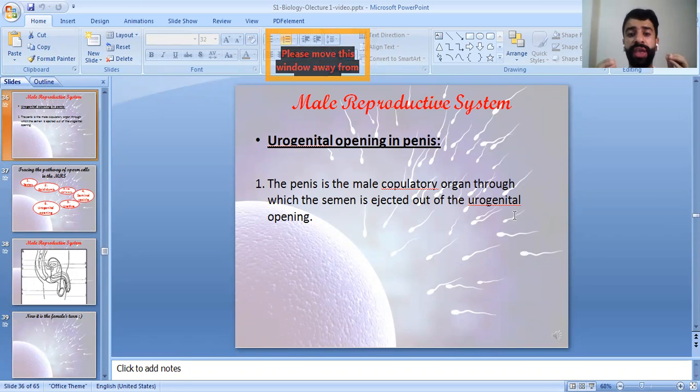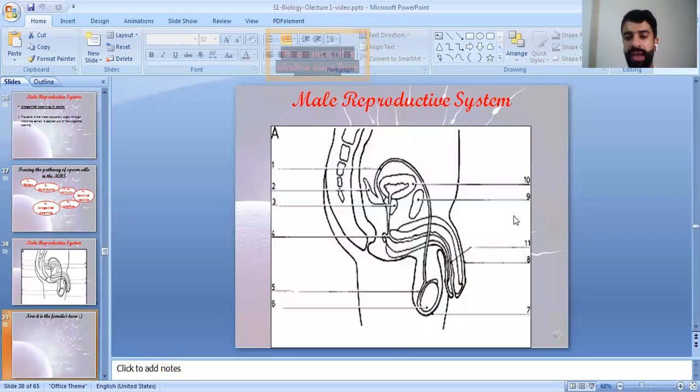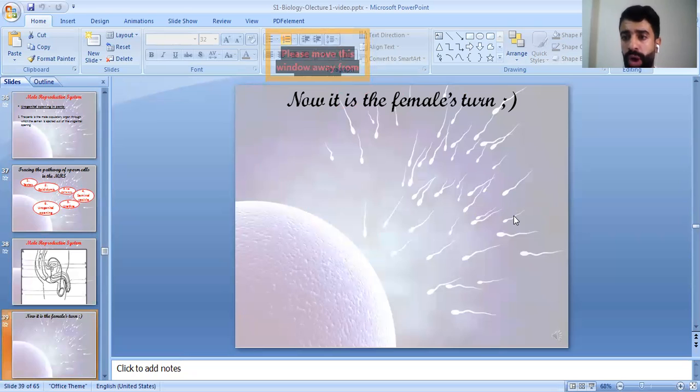It's called the male copulatory organ, where the semen is going to be excreted out through the urogenital opening. And finally, this is what we know about the males. Now is the female part.